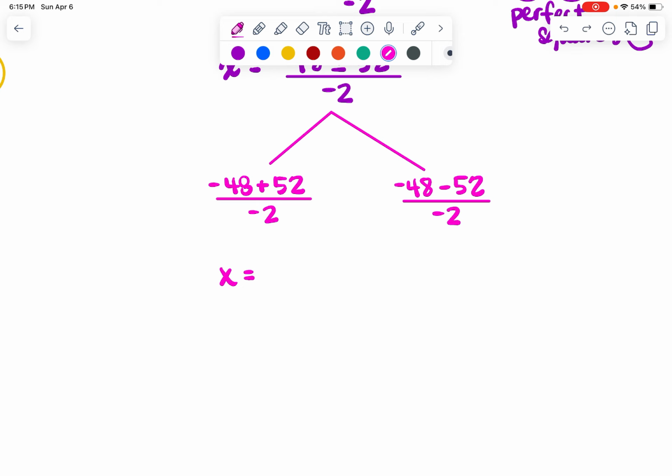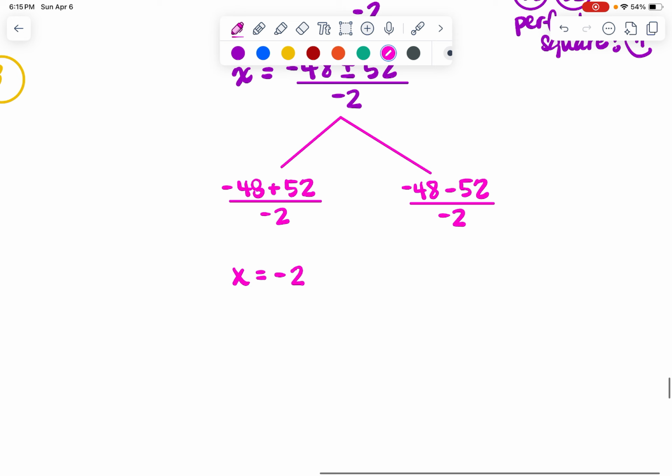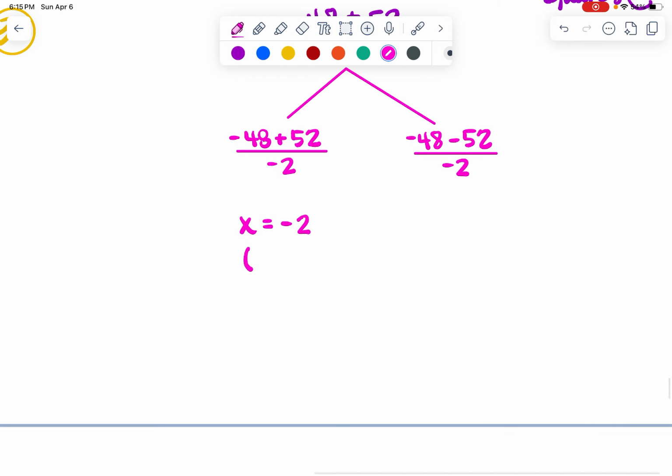So negative 48 plus 52. Then in my denominator, I'm going to put negative 2. And my calculator is telling me negative 2, which makes sense because the top gives me positive 4 divided by negative 2. All right, so that's one of my answers. You could also write that as negative 2.0 if you want. I'll take it either way.